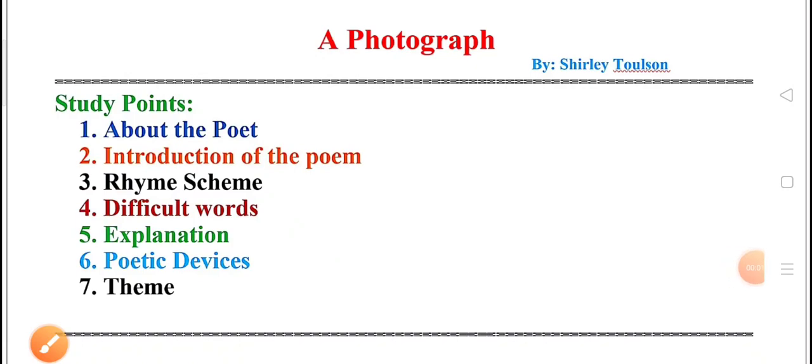Hello students, today we'll study the first poem of grade 11. The title of the poem is A Photograph and it's written by Shirley Toulson.